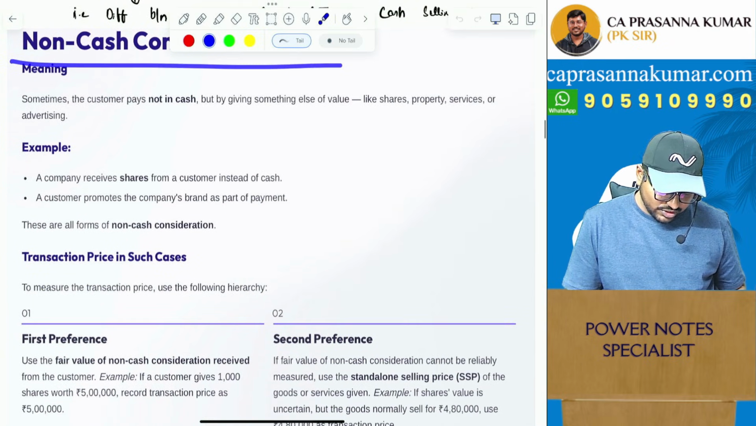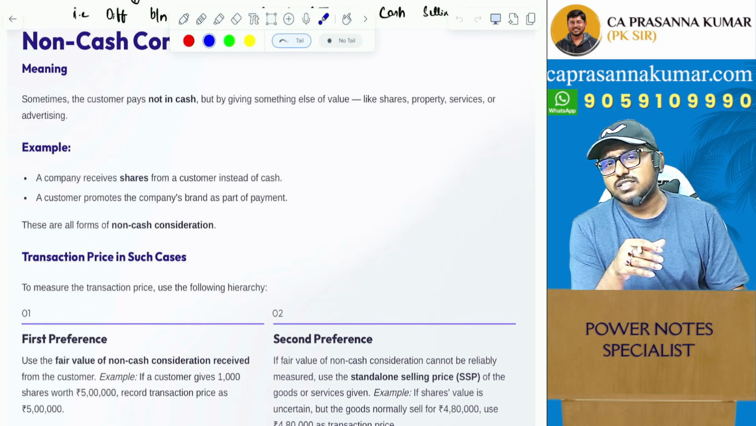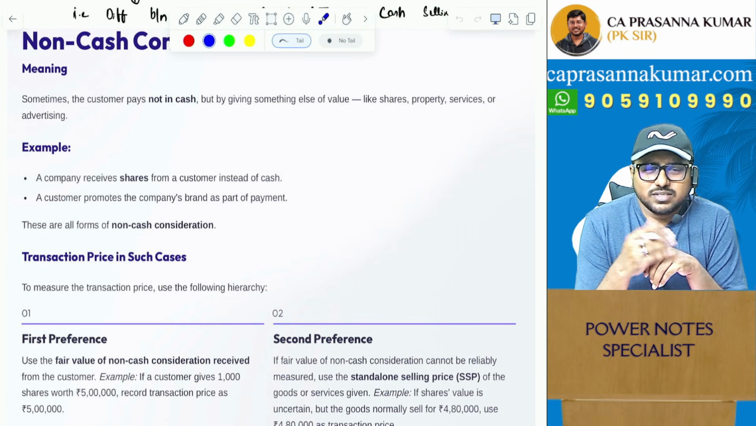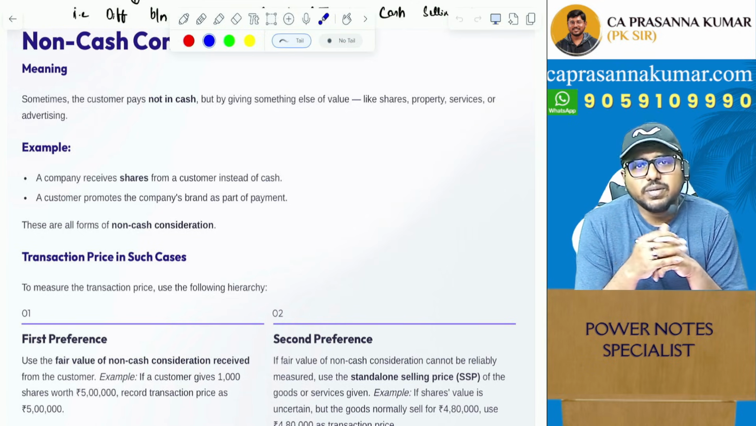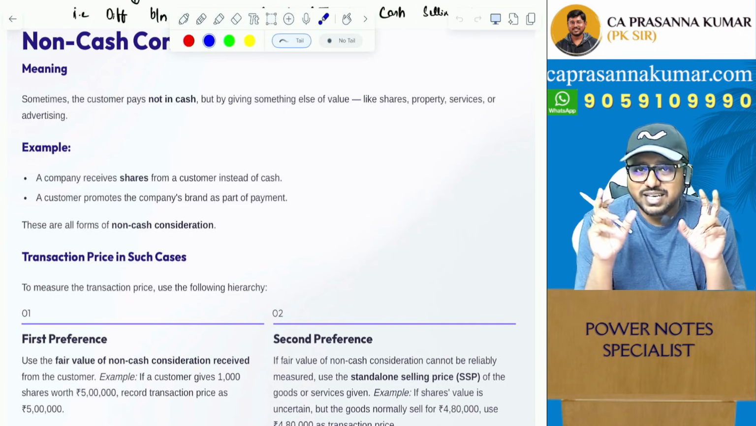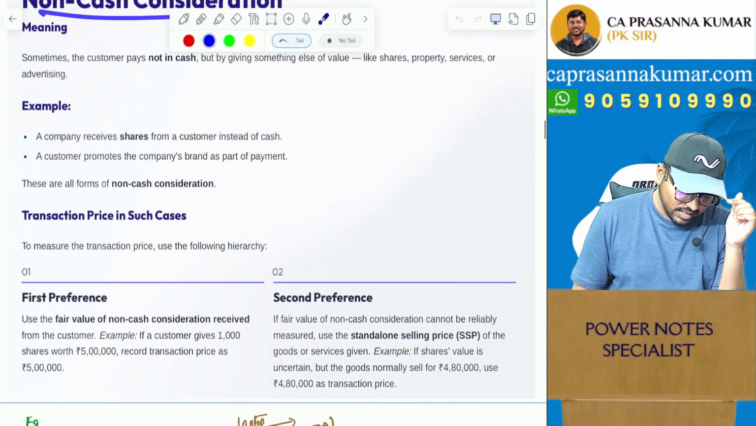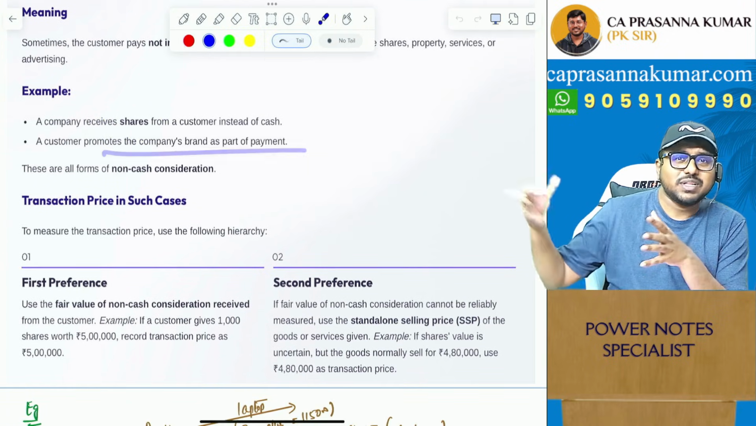Non-cash consideration. What do you mean by non-cash consideration? See, whenever there is a transaction between the customer and the entity, obviously the entity provides goods or services. In return, the customer gives consideration. Now the question is, that consideration need not be cash in all the cases, in all the scenarios. It can sometimes be in kind. That's what we call non-cash consideration. For example, the customer can give shares. The customer also can give something else as well.